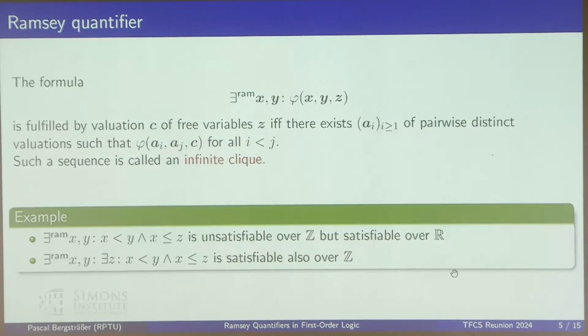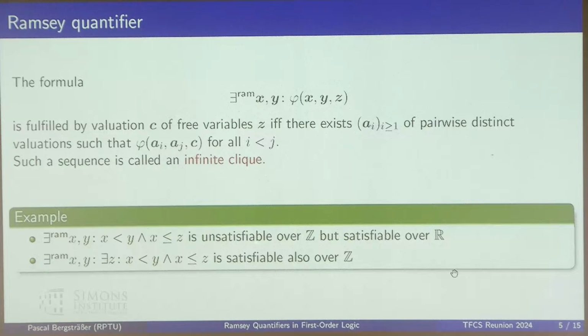So let's take a look at some examples. Down here, we have the Ramsey quantifier on x and y. We want that x is smaller than y, and we want that x is still bounded from above by z. So if we want to fulfill this formula, we have to find an infinite sequence of elements such that it is strictly increasing, but still bounded from above by z. Of course, it now depends on the logic, the structure or the theory that you're looking at, whether this is satisfiable or not.